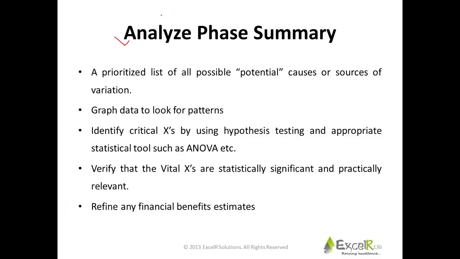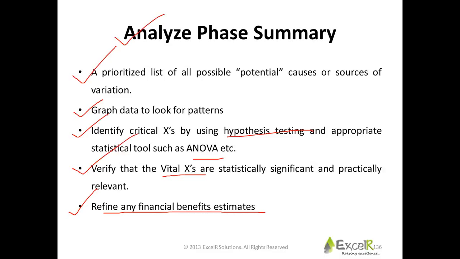So let us do a quick summary of analyze phase. A prioritized list of all possible potential causes or sources of variation are identified. We have graphed the data to look for any patterns. We have also tried to identify critical X inputs by using hypothesis testing, and we have used various statistical tools such as ANOVA, etc. Then we verified whether the vital few x's, which are statistically significant and practically relevant, are sufficient for us or not. And then if required, we refine any financial benefit estimates.